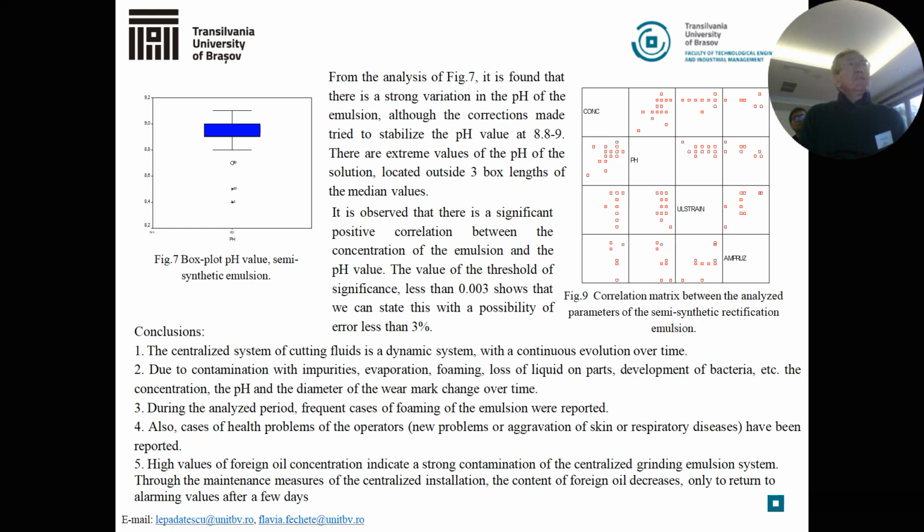2. Due to contamination with impurities, evaporation, foaming, loss of liquid with the part, development of bacteria, etc., the concentration, the pH, and the diameter of the wear mark change over time. 3. During the analyzed period, frequent cases of foaming of the emulsion were reported. 4. No health problems of the operators, new problems or aggravation of skin or respiratory disease have been reported. 5. High values of foreign oil concentration indicate a strong contamination of the centralized grinding emulsion system.